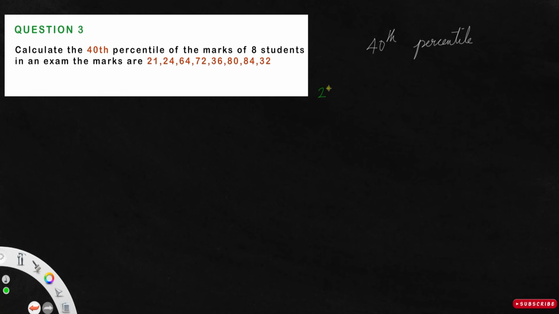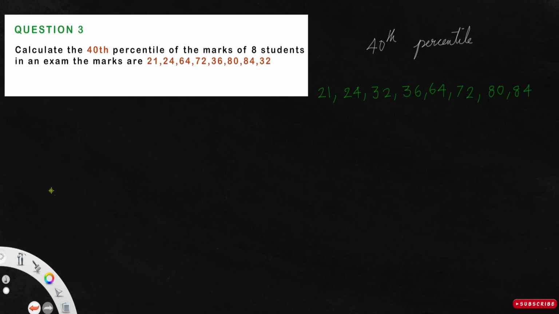So the least one is 21, then 24, then 32, then comes 36, then 72, then 80, then 84. Sorry, I forgot 64. After 36, there is 64, then 72, then 80, then 84. So we have 8 data points.